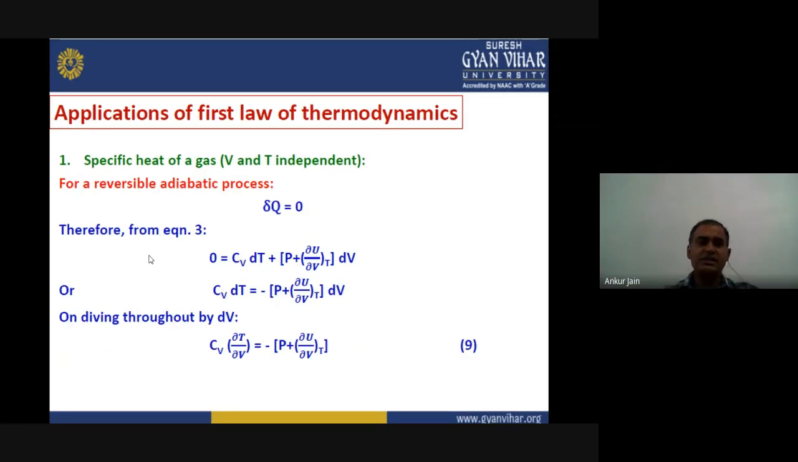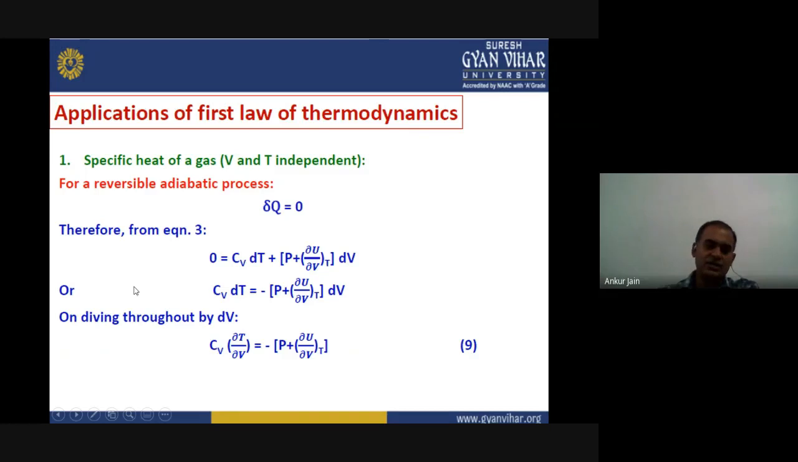Now we will consider the specific heat of a gas for a reversible adiabatic process. Now what is an adiabatic process? Where no heat is exchanged between the system and surroundings. That means del Q should be 0. Now from equation 3, which we have already derived, we put the value of del Q as 0, equals Cv into dT plus bracket P plus del U upon del V at constant temperature into dV, right?